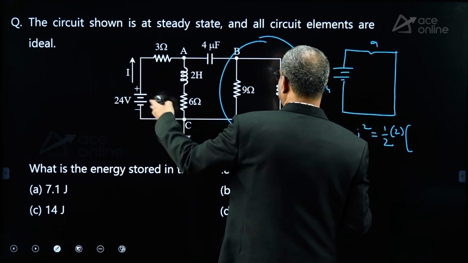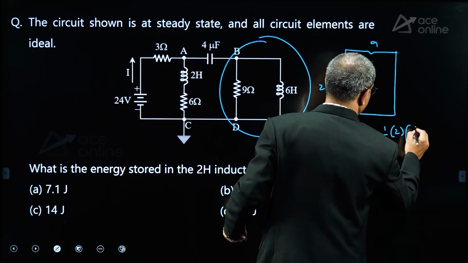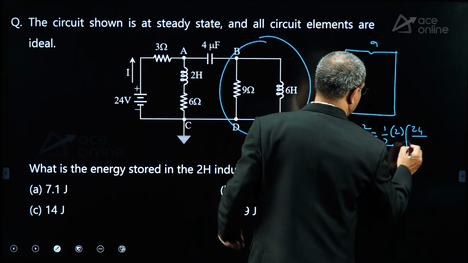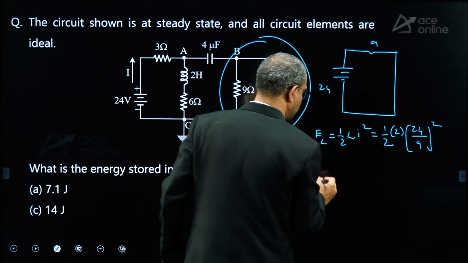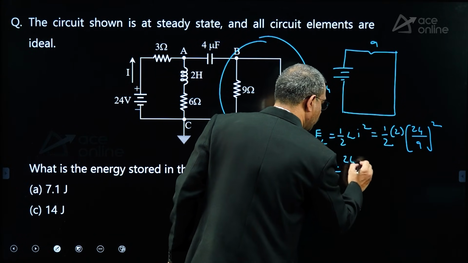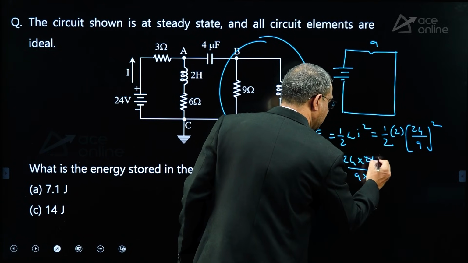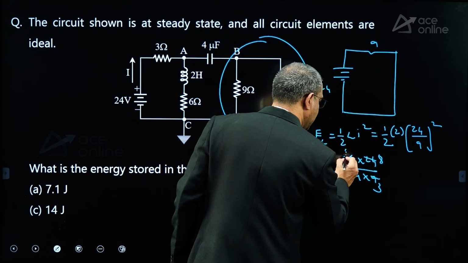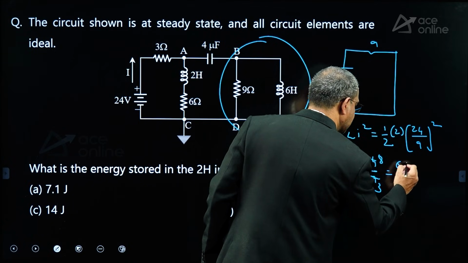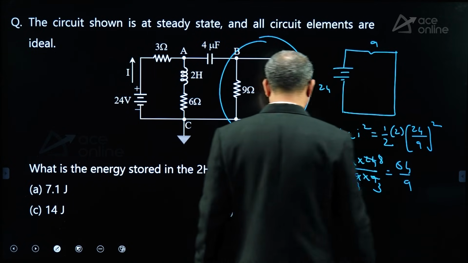I square is how much? I is 24 by 9. See, 24 by 9 square. That's it. So this is 24 into 24 by 9 into 9. Three 8s are 24, three 3s are 9. Here also three 8s are 24, three 3s are 9. So 8 8s are 64 by 9. 64 by 9, if you see.